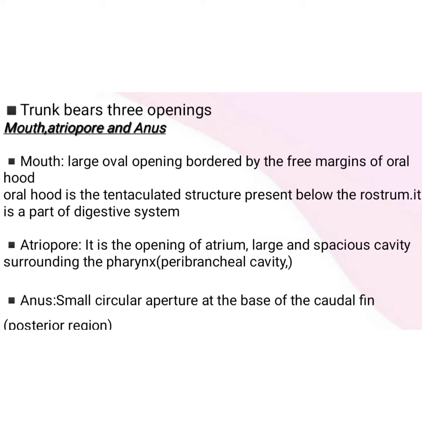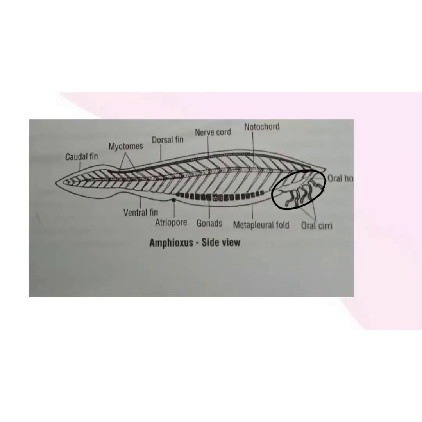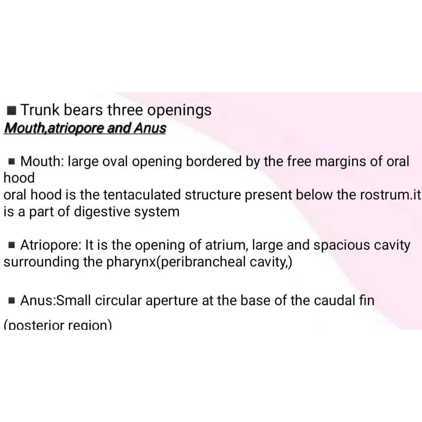Next is the atriopore. Atriopore is the opening of atrium. Atrium is a large and spacious cavity surrounding the pharynx, or it is called peribranchial cavity. In this pharynx, numerous gill slits are present. The atrium encloses this pharynx and the opening is called an atriopore. Here we can see the atriopore. Anus is a small circular aperture present at the base of the caudal fin.